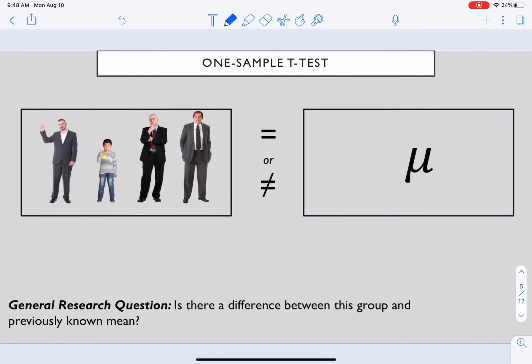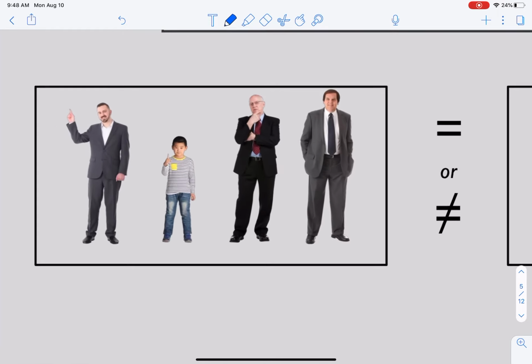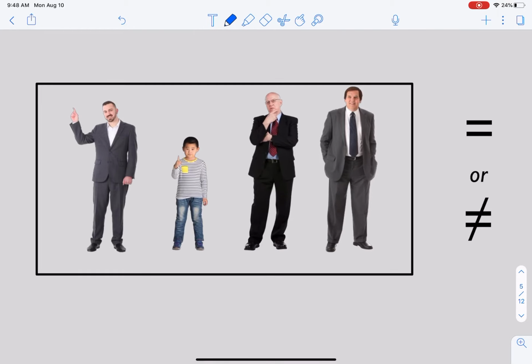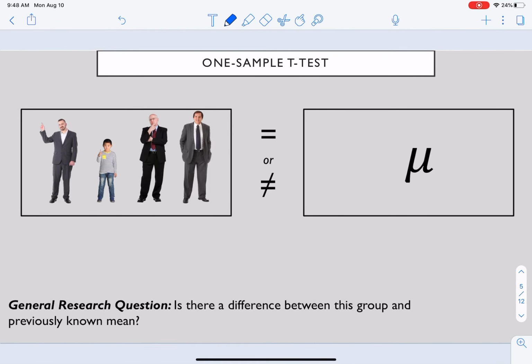All right, so a one-sample t-test. What we're doing here visually, we've got these four people. This dude, okay, these are all clip art people, this dude looks like the president of Brazil, Jair Bolsonaro is his name. Anyway, I think it's him.